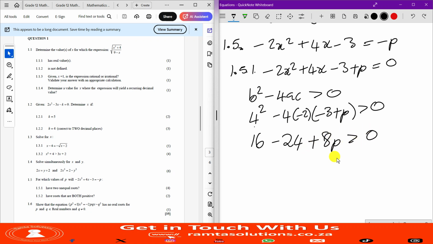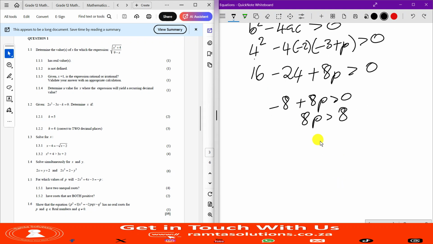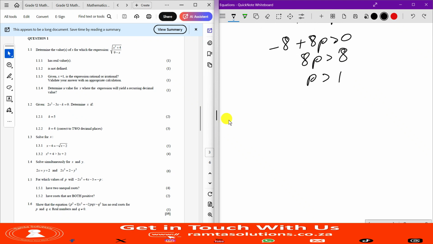This is greater than 0. 16 minus 24 is negative 8, by the way, isn't it? Therefore, 8p is greater than 8. We can simply say p is greater than 1. P is greater than 1. Okay, perfect.